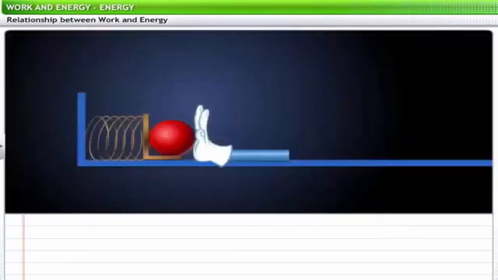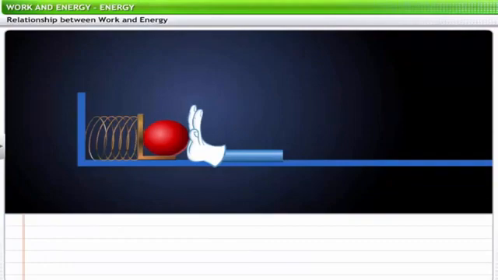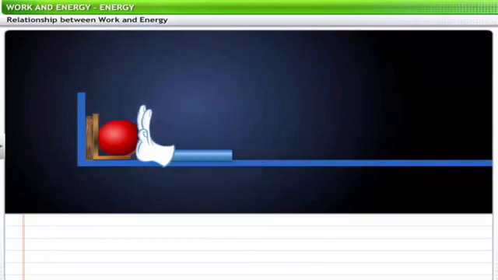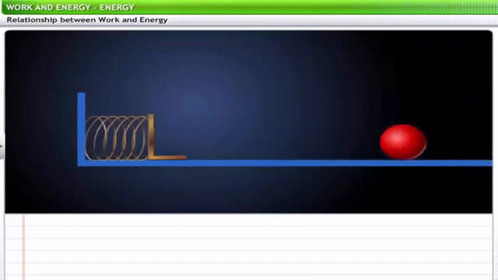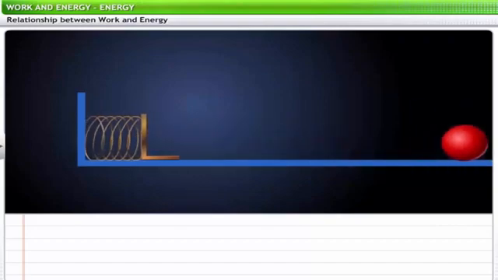Consider a spring and a ball. The spring is compressed and placed behind the ball. When the spring is released, it pushes the ball forward. The spring loses its energy and the ball gains energy.